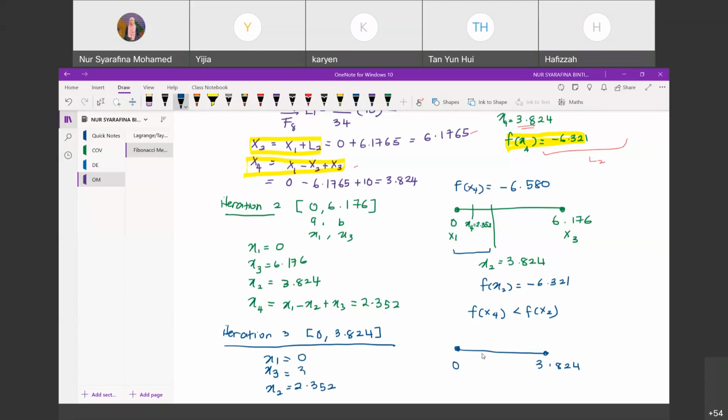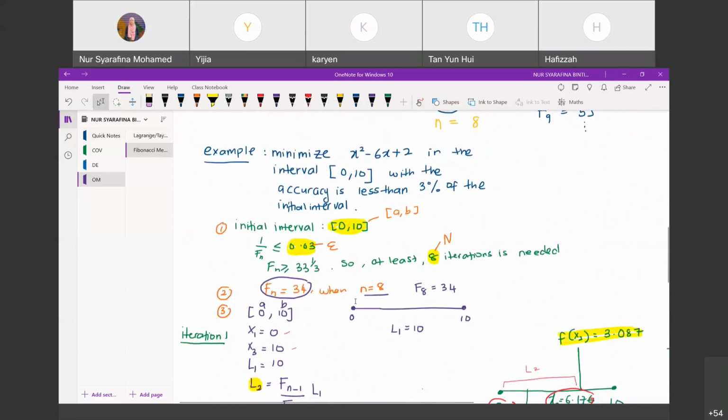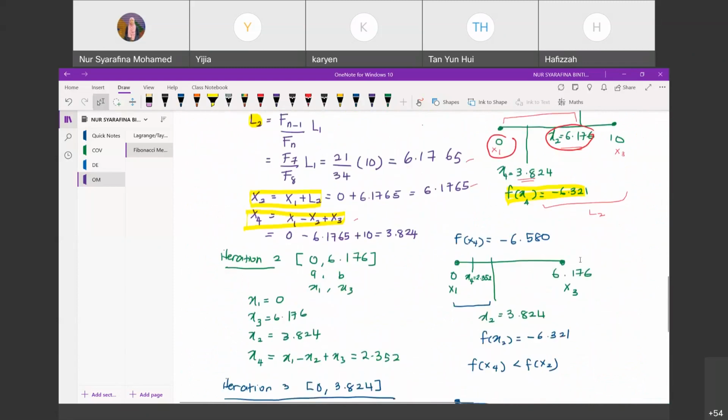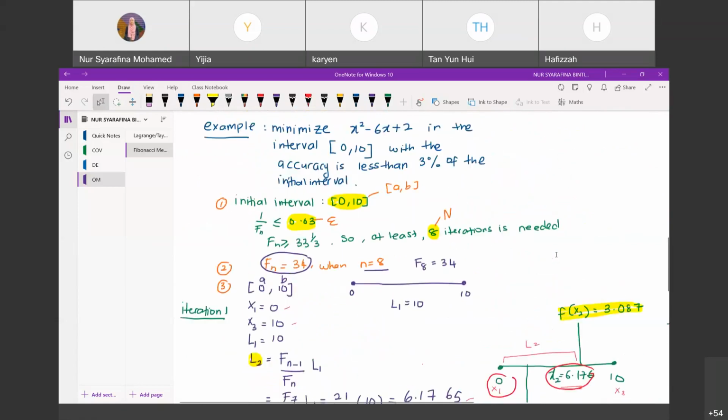Is that clear? As you can see, the interval now becomes smaller and smaller: from 0 to 10, from 0 to 6.717, now it's from 0 to 3.8. Can you get the idea? Understand or not? Then just update the process again: x1 minus x2 plus x3, identify your f(x2), f(x4), and then check the value. And then compare again, look at the case, and so on.